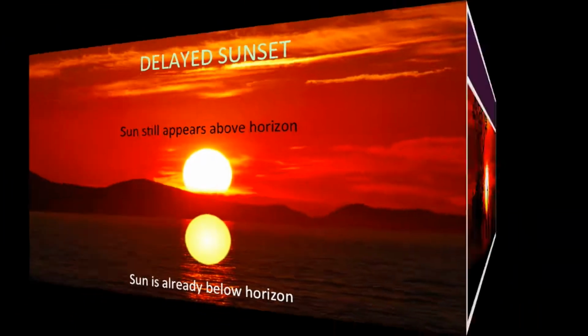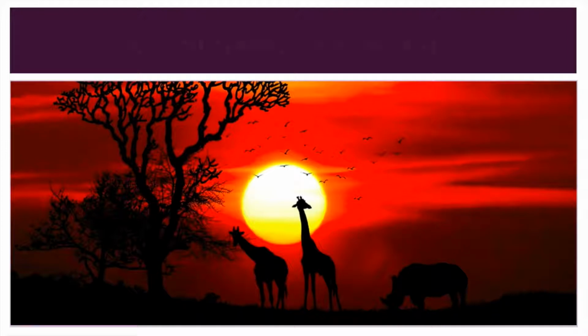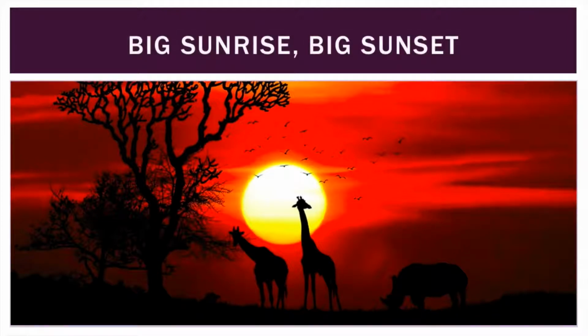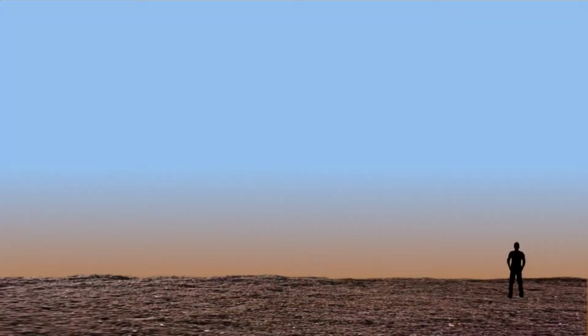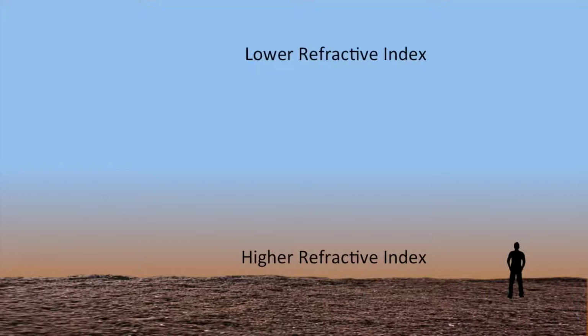Another common astronomical observation is that the sun appears bigger during the time of sunrise and sunset. This is again due to refraction of light. In the Earth's atmosphere, the layers closer towards the Earth are denser and have a higher refractive index, whereas the layers far above are less dense and have a lower refractive index.